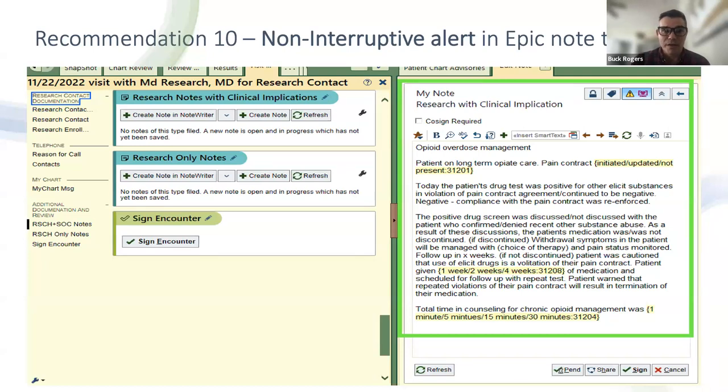Studies have compared the efficacy of interruptive and non-interruptive alerts, and they suggest this approach is a little more effective. And again, if you can read that, it's going through the opioid management and the long-term care for the patient. So it's laid out real nice. And again, it's pulling what the pop-up had into the actual clinician's note. So this was automatically inserted. There was no dot phrase that had to be done. Next slide, please.